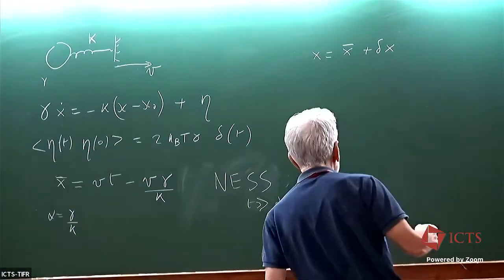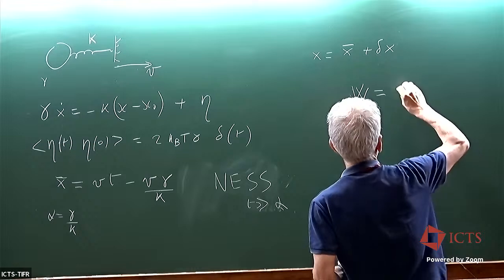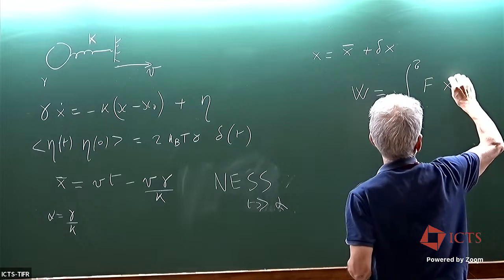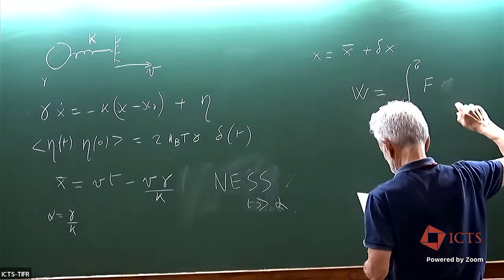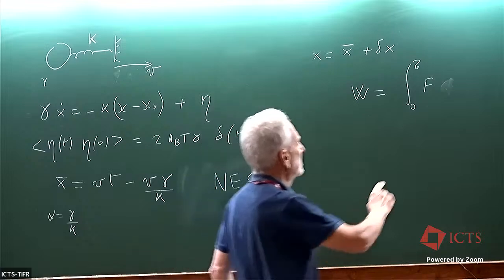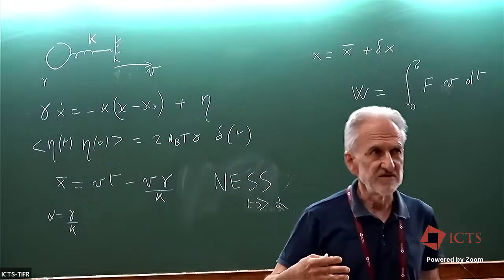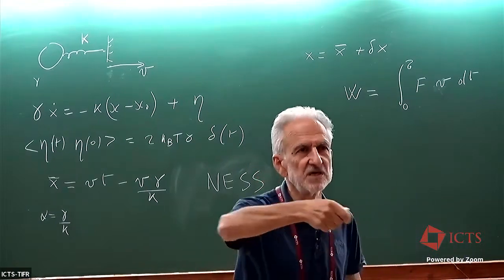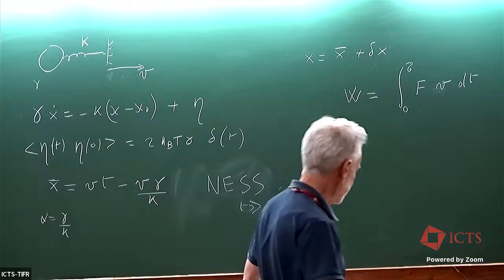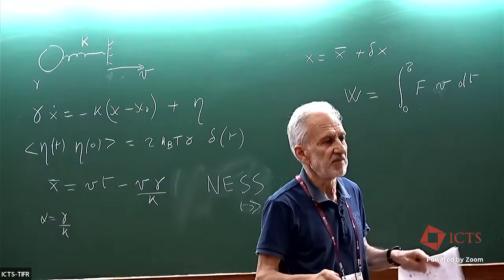And so what I can do is compute the work. The work will be the integral from zero to tau of the force applied to the system times the velocity. Now, what is the work that I'm interested in? As I impose the velocity, it will be just v dt. But as I am in a fluctuating environment, as I impose the position, the force needed to move the system will be a fluctuating quantity. And how do I measure that? For example, by measuring the extension of my spring.